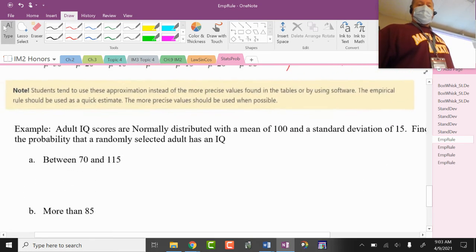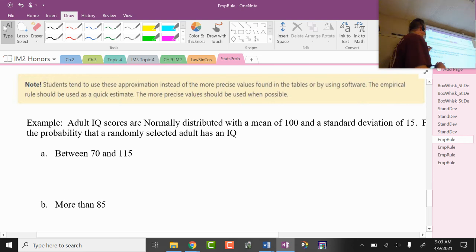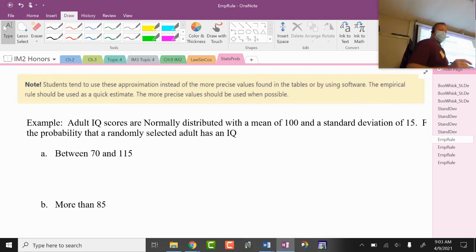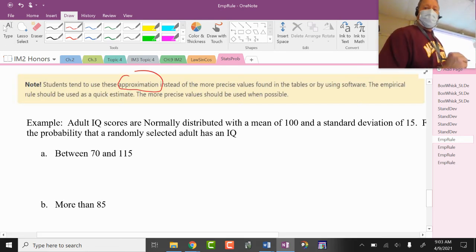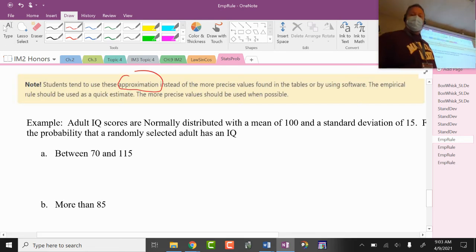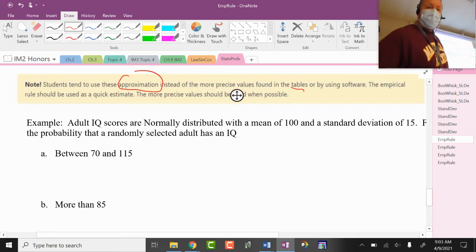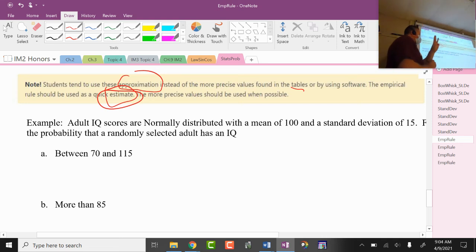All right, and then notice at the end here, again, I said I'd do this like 3 times. Students tend to use approximation. So this is an approximation for a real quick thing instead of more precise values found in tables. I'm going to give you a table on Monday. We're going to change this a little bit. So for using software, the empirical rule should be used as a quick estimate. So I've hammered that down 3 times.